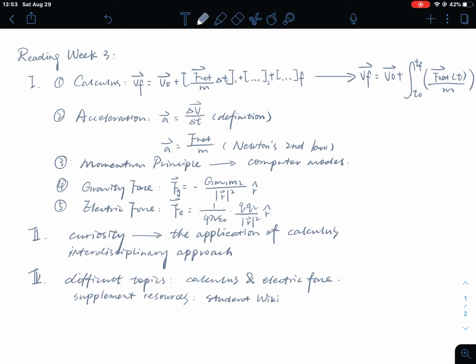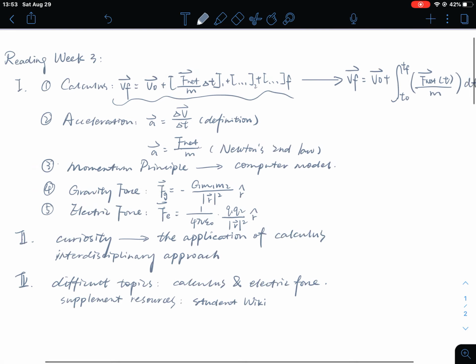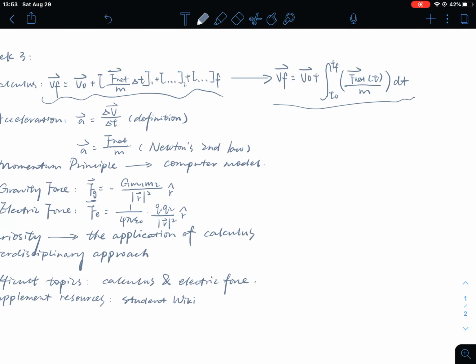There were actually lots of physics formulas covered in week 3. First, the lecture clarifies how calculus has already evolved in our previous learning, specifically in Newton's second law, as shown here. The original formula to calculate the final velocity is to add each velocity change to the initial velocity, which if I convert it into calculus, we can get this expression.